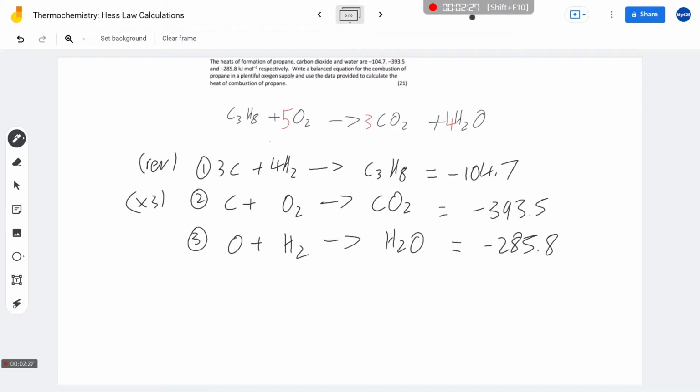Looking to the next equation then, we have H2O. Is H2O on the correct side? Well, here it's on the right hand side. In the equation we want to build, it's on the right hand side. So that's all good. But we need 4 H2Os, and in our equation, we just have 1. So we're going to multiply our whole equation by 4.